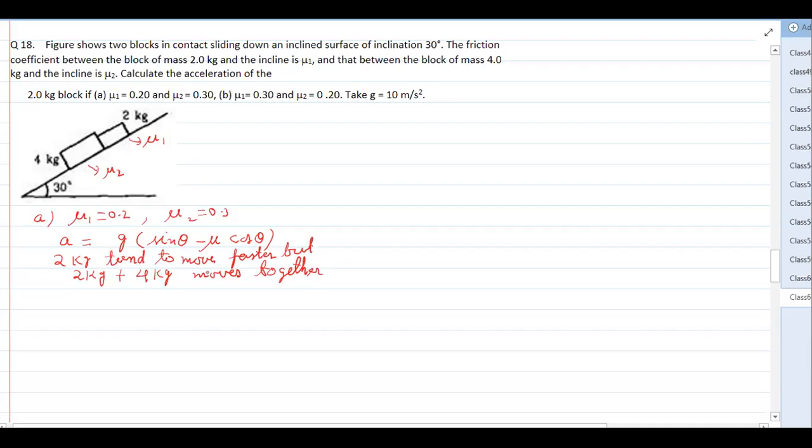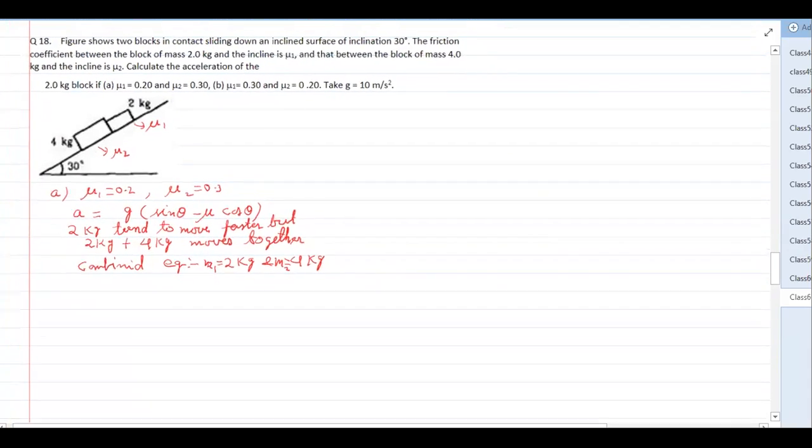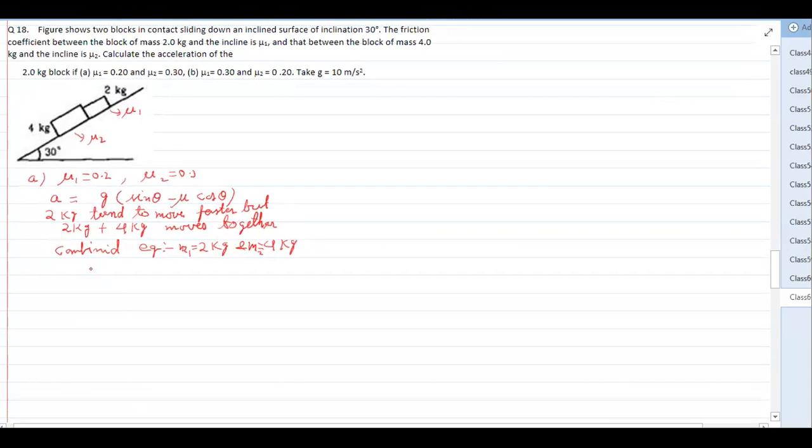Okay. Now, if they are together, we can write the combined equation for 2 kg and 4 kg. So what are the different forces? Suppose 2 kg is M1 and 4 kg is M2. First, we make the free body diagram.